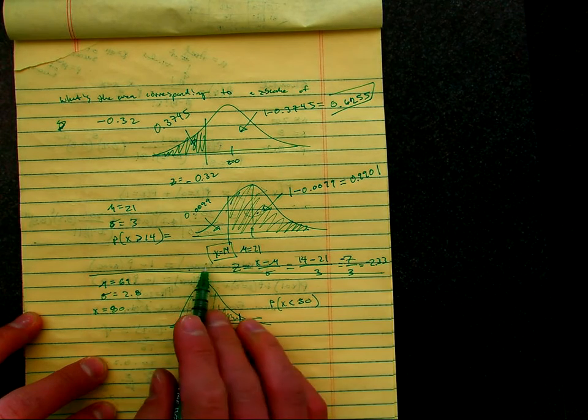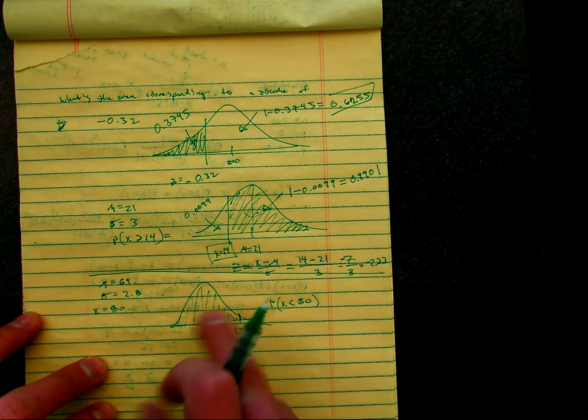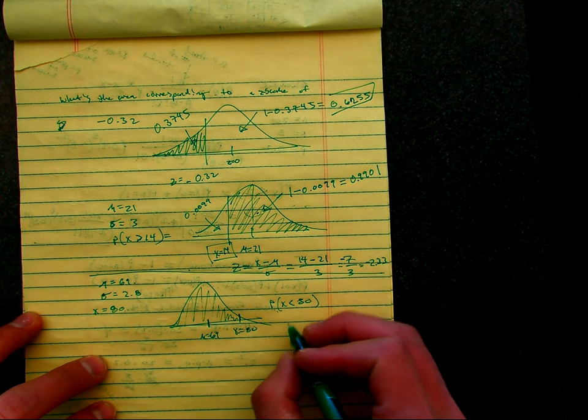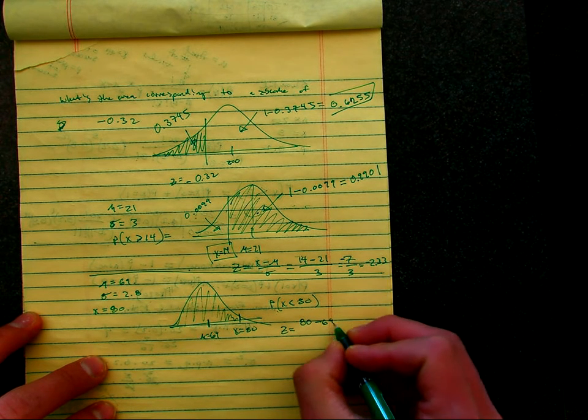Very similar to what we did previously here, except we're doing less than now. So we're going to be cumulative from the left, which is how the normal distribution table is read. So in this case, z is equal to 80 minus 69 over 2.8.